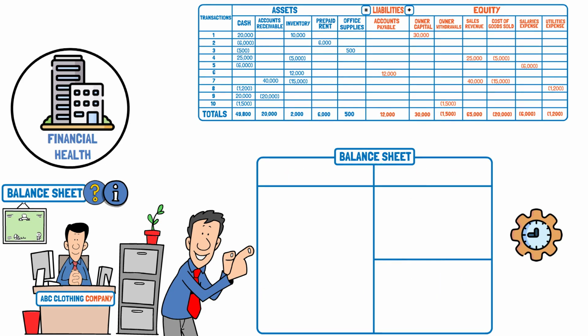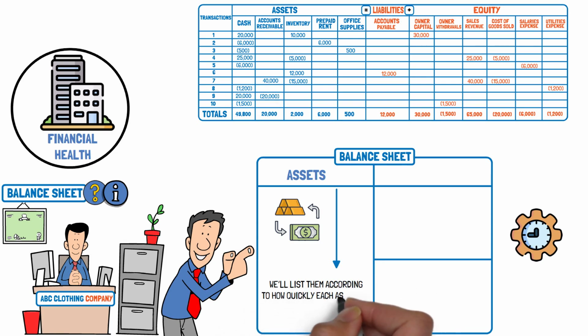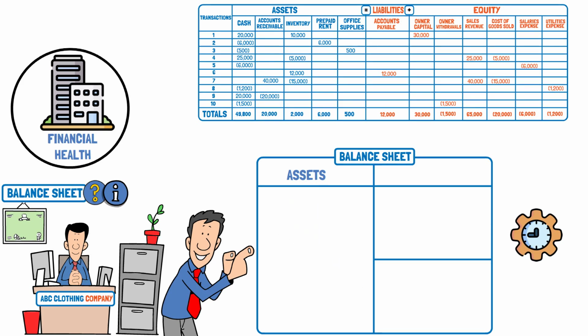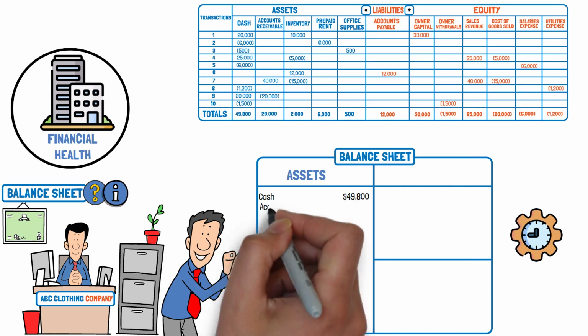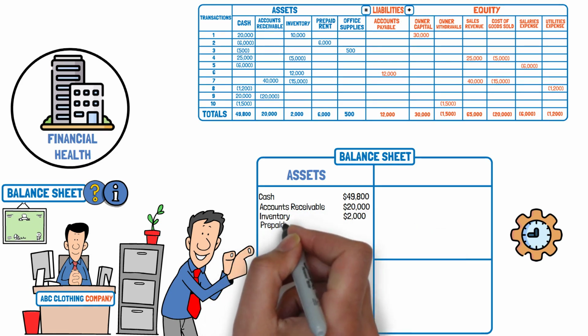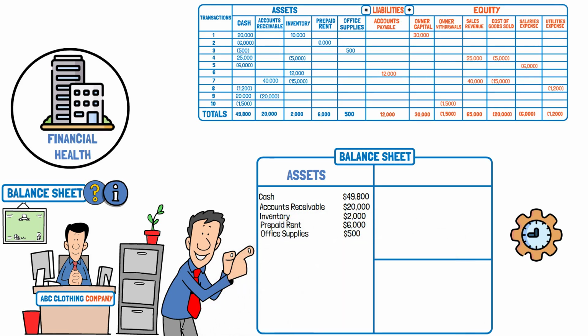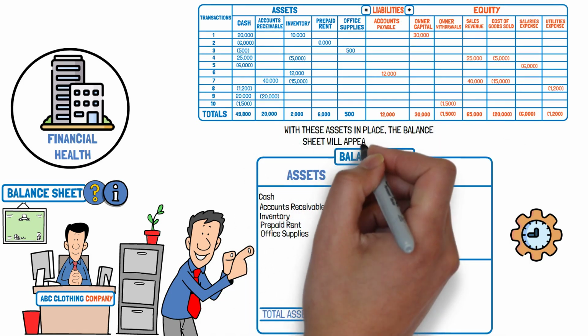To start, we'll present the company's assets on the balance sheet in order of liquidity, meaning we'll list them according to how quickly each asset can be converted into cash. In the assets section, under the accounting equation, we'll list cash of $49,800 first, followed by accounts receivable of $20,000, inventory at $2,000, prepaid rent of $6,000, and office supplies at $500. This brings total assets to $78,300. With these assets in place, the balance sheet will appear as follows.